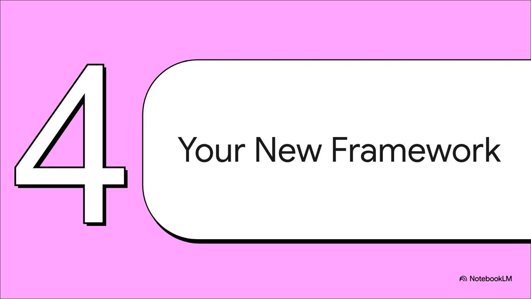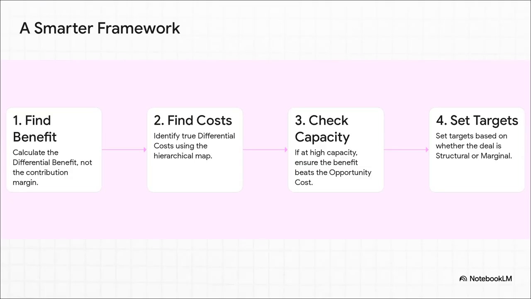So let's put this all together. Let's recap what this new, much smarter decision framework looks like from start to finish. Really, it boils down to these 4 critical steps. First, forget contribution margin. Always calculate the differential benefit. Second, use that hierarchical cost map to find your true, relevant costs for the deal. Third, if you're busy, you have to make sure the deal clears that opportunity cost hurdle. And finally, fourth, use the strategic matrix to set the right profit target, depending on whether the deal is part of your core business or just a marginal opportunity.